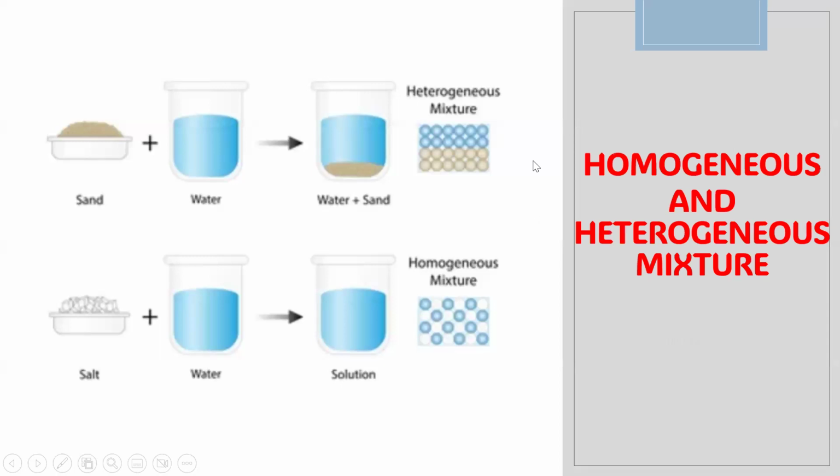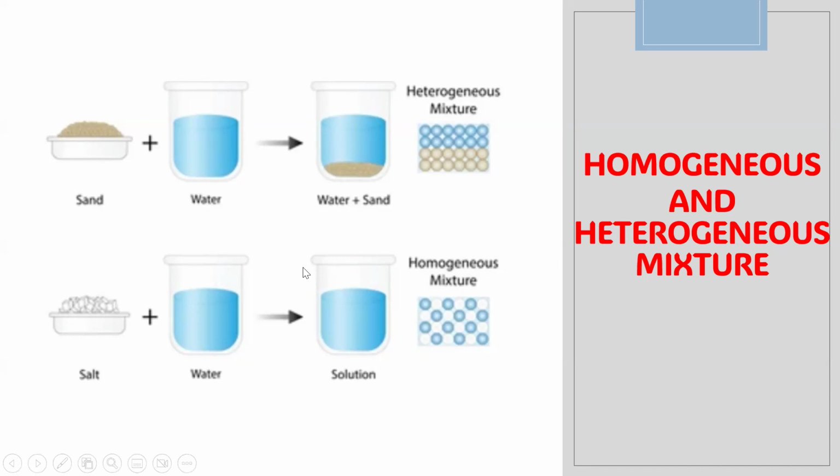And here we have a pictorial representation. See, here we have a heterogeneous mixture where sand is mixed with water. See, look at this water plus sand image. Sand is there, it is clearly visible, and water is there, and there is no uniformity. Sand settles down and water is there, right? So we have two phases. One is a solid phase and another one is a liquid phase.